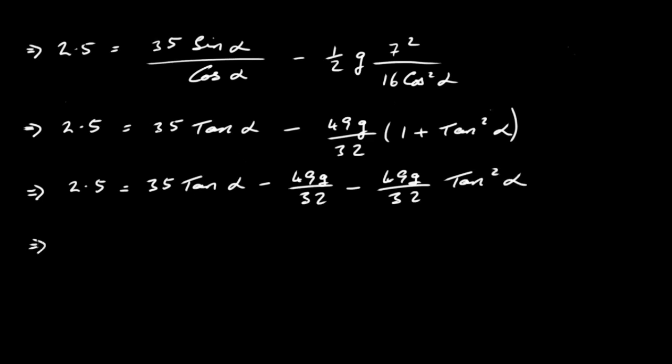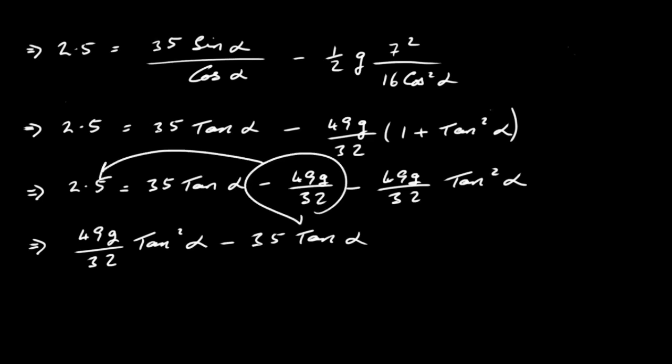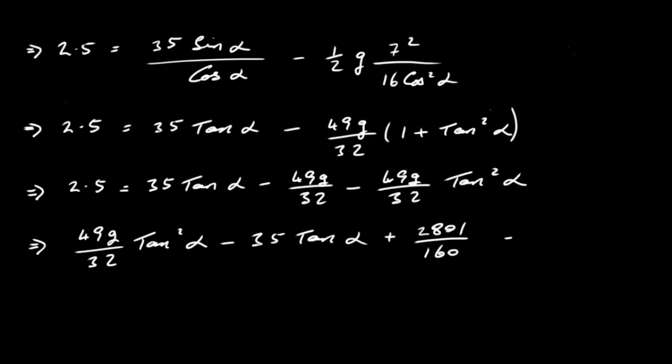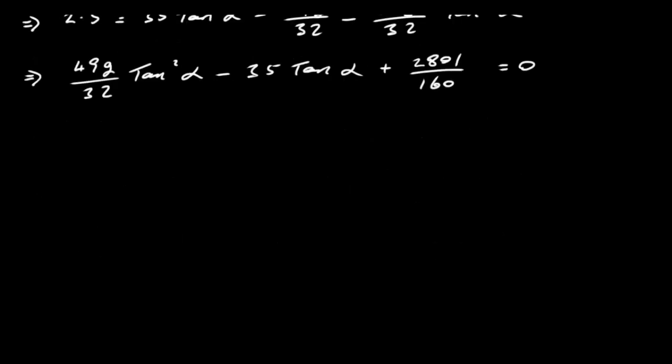Okay, so what I've effectively got here is a quadratic trinomial, so I'm just going to bring everything over to one side. So let's see, we end up with 49g over 32 tan squared alpha minus 35 tan alpha. Now when I bring this over to this side and add it to the 2.5, and multiply by g by the way as well, I'll end up with plus 2801 over 160, and that's equal to 0. So what I've ended up with here really is just a quadratic trinomial. So a is this thing here, b is minus 35, and this is c.